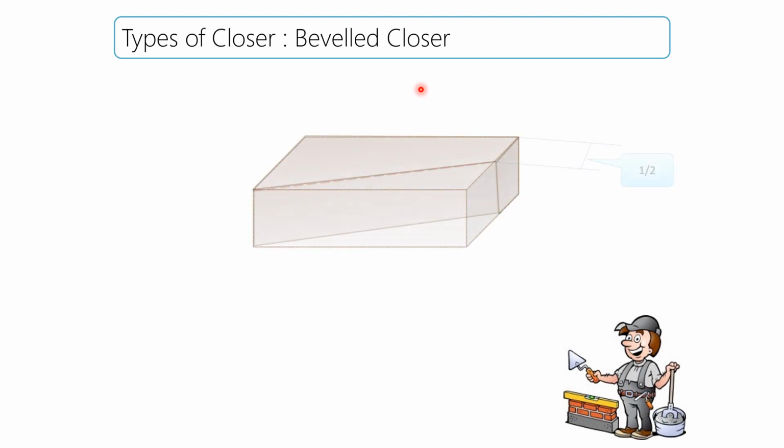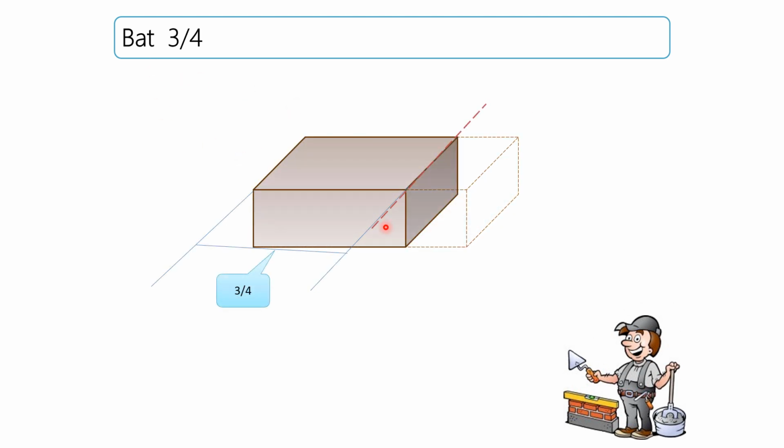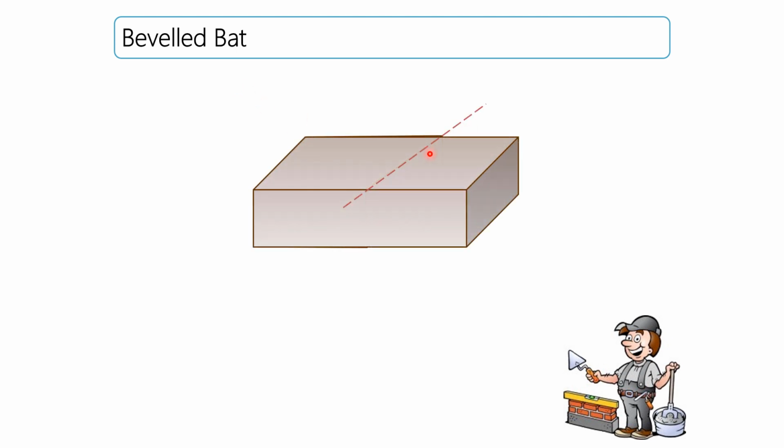Beveled closer. Here, half the width and up to the full length is called a beveled closer. Okay, bat. There is a half bat, and now a 3 by 4 bat. A beveled bat means it is cut at some inclination.